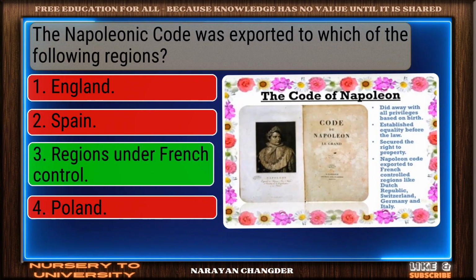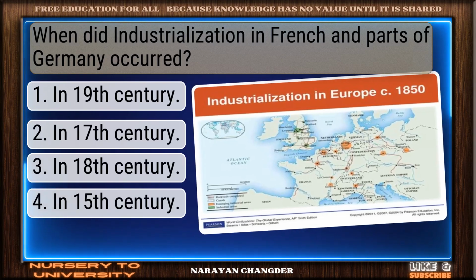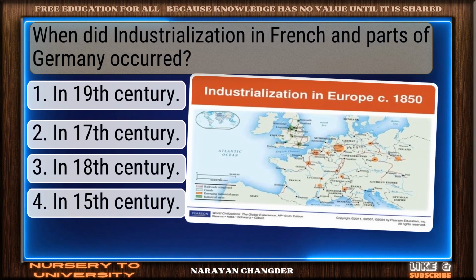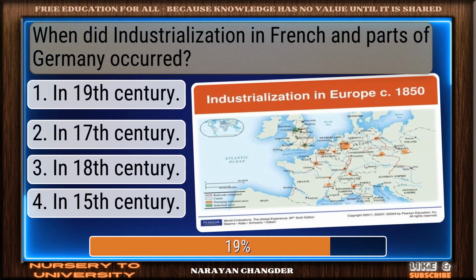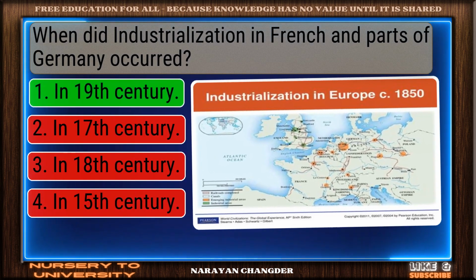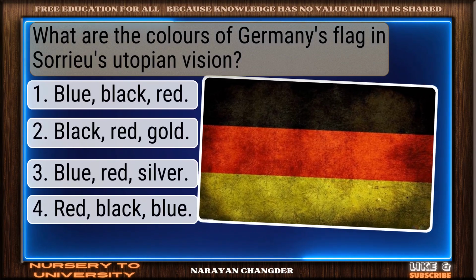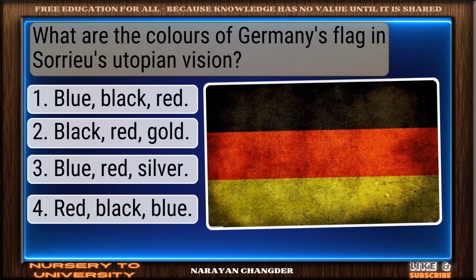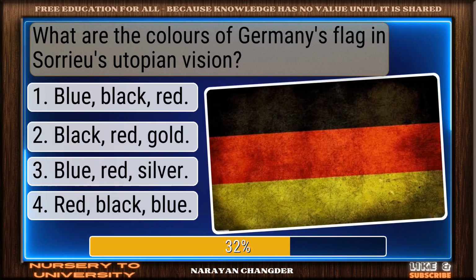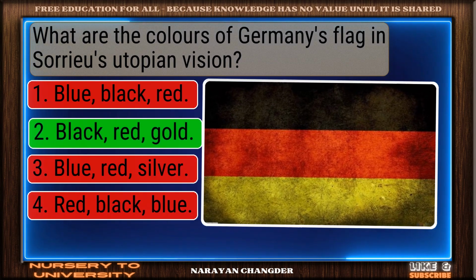Sharp thinking. Regions under French control is right. When did industrialization in French and parts of Germany occur? Smart move. The 19th century is the accurate answer. What are the colors of Germany's flag in Sorrieu's utopian vision? Bravo, black, red, gold is the answer.